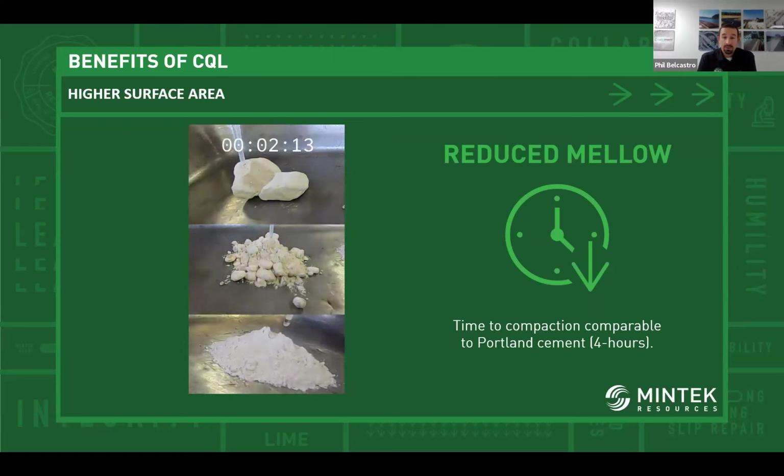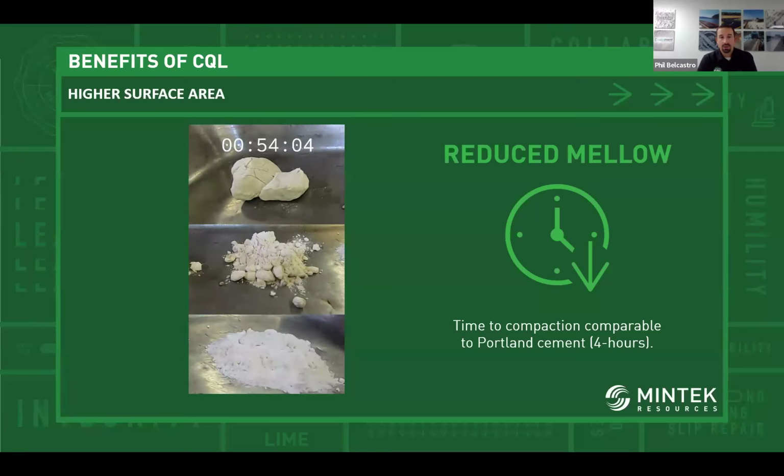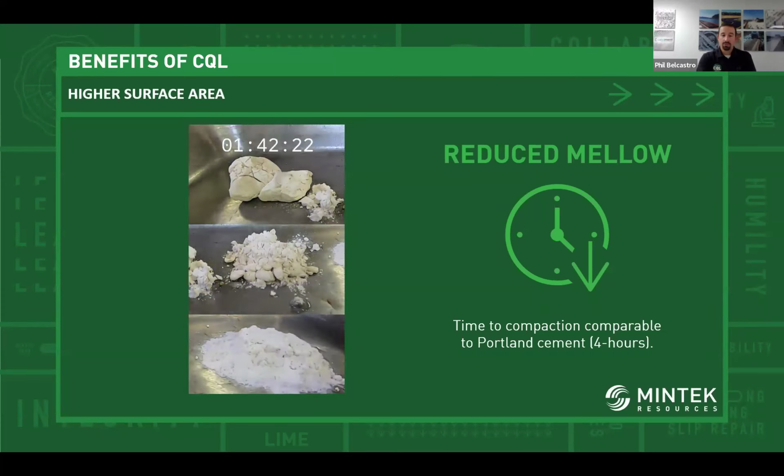It's now comparable to Portland cement. Typically 3 to 4 hours after placing Portland cement, it starts to hydrate. You've got to get it compacted. Well, now quicklime is in that same time frame, and that's helping us out on the mellow side, helping us out on the construction timing, helping to progress those projects.